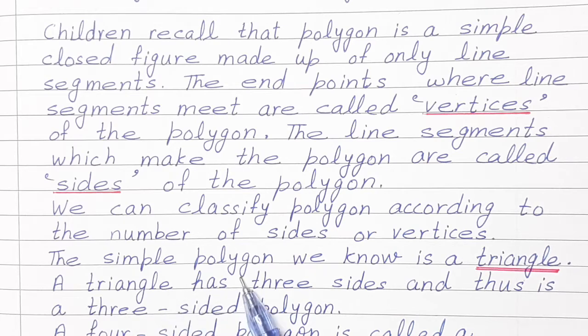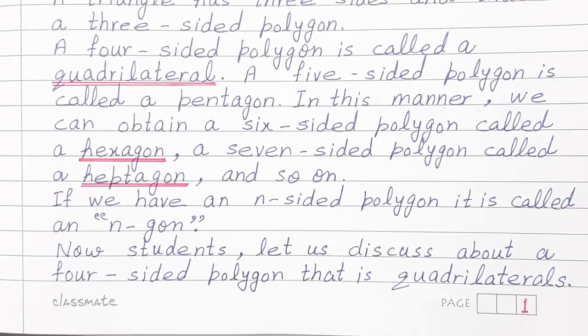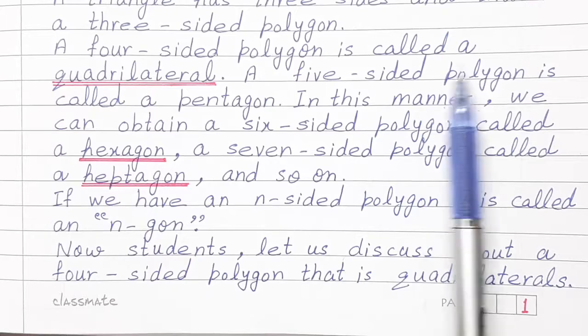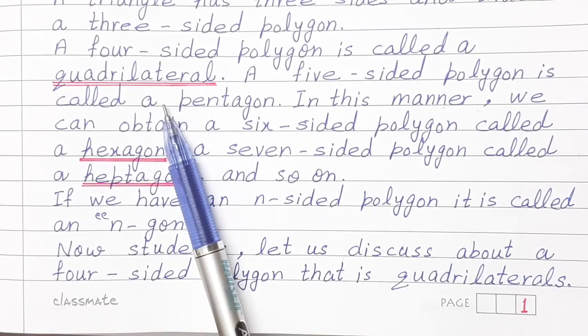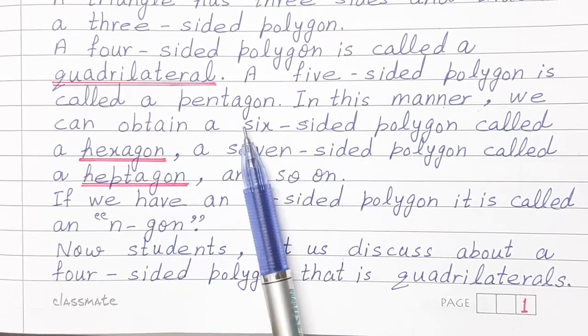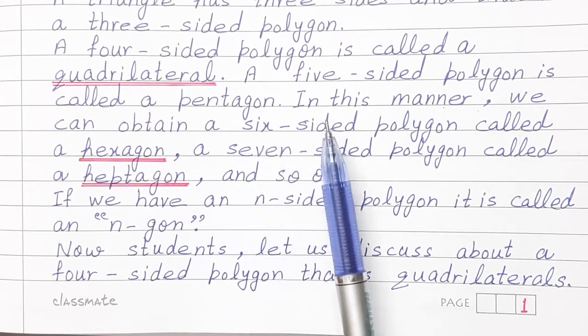The simplest polygon we know is a triangle. A triangle has 3 sides and thus it is a 3-sided polygon. Clear? A 4-sided polygon is called a quadrilateral. A 5-sided polygon is called a pentagon.